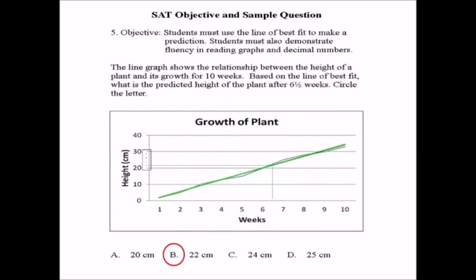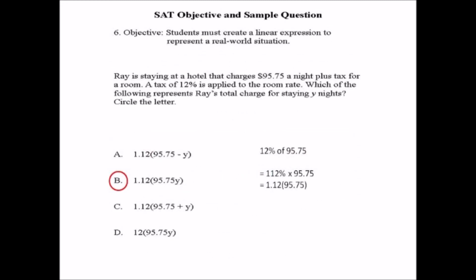Number 5, the answer was B. And you have to work this one. So find 6.5, draw a line up to the line of best fit, draw it across, and when you draw it across, you have to calculate the intervals between 20 and 30. So it works out to be closest to 22. So you actually have to work this one to get an answer. Got it?